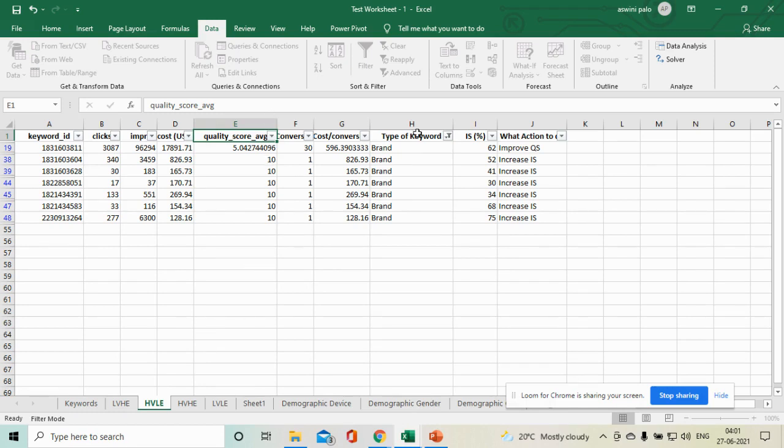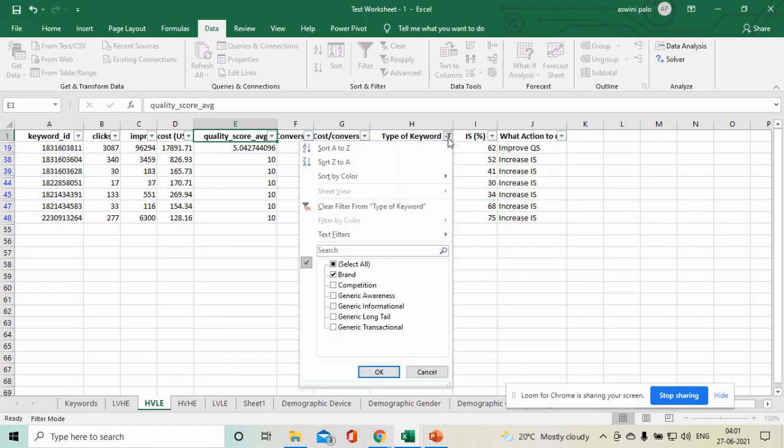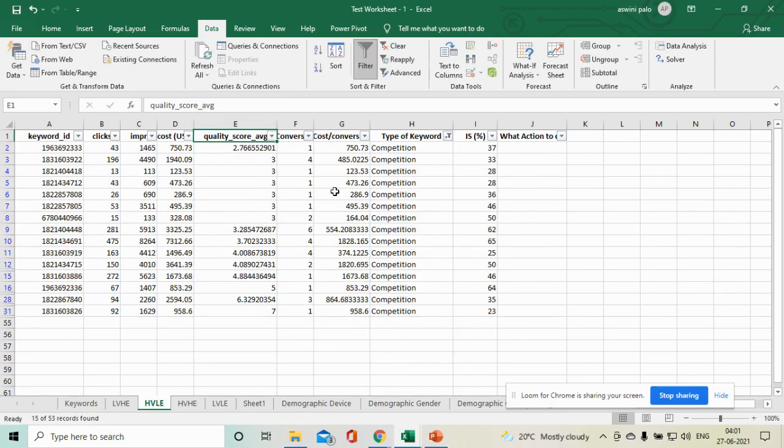Okay, so now you got a clear cut idea on what is happening. Now let's go to competition. You can see here for competition, the cost is pretty high. It is more than 150 everywhere. So what to do? You can see the impression share also. It is below 60%, and you can also see the quality score. Somewhere for these two, it is somehow 6 and 7, 5, 6, 7.